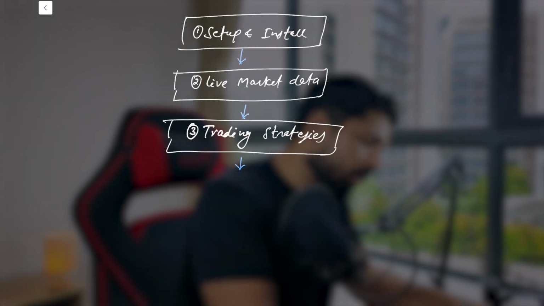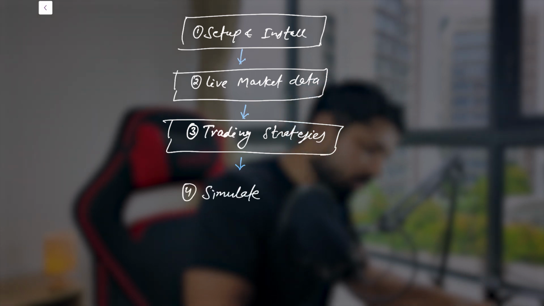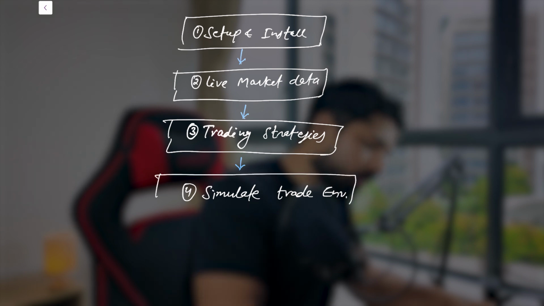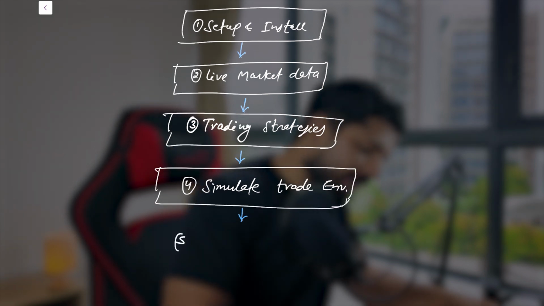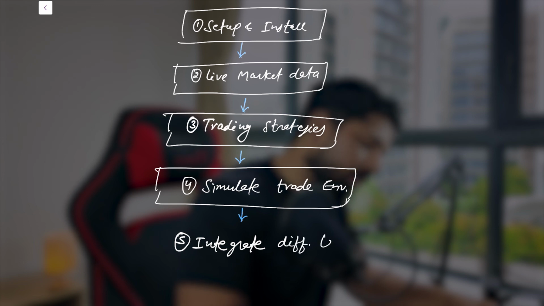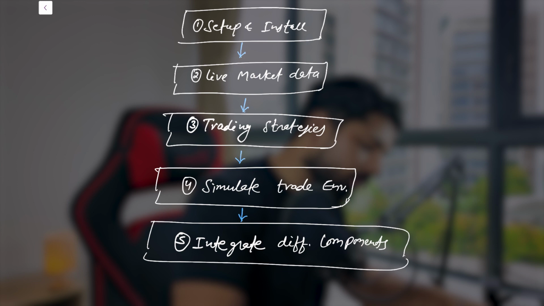And the next will be, we will simulate the trading environment, right? Then what we can do, we can integrate different components. We will be creating multiple classes, so how we can integrate all those classes and different kinds of methods and functions so we can achieve a single function from where we can run our algo trading bot, right? This step will cover that.